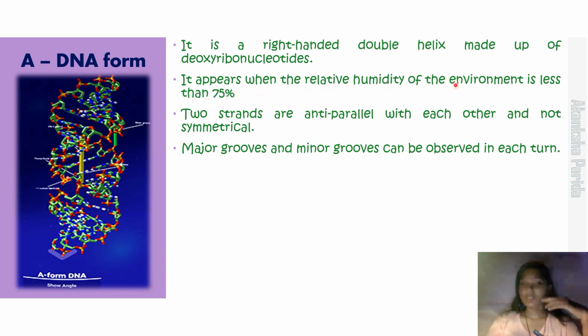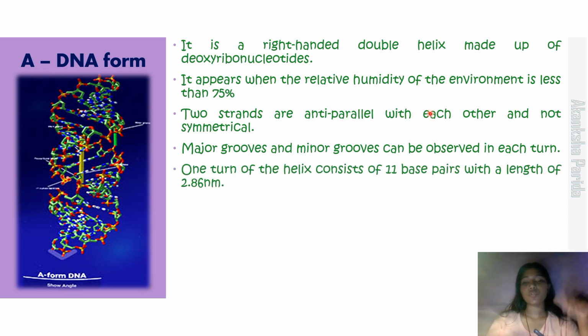This is the only region in which Rosalind Franklin was interested in the A-DNA form instead of the B-DNA form. Two strands are anti-parallel with each other and not symmetrical. And this A-DNA form is rarely present in normal physiological conditions. The molecule is asymmetrical because the glycosidic bonds of a base pair are not diametrically opposite to each other.